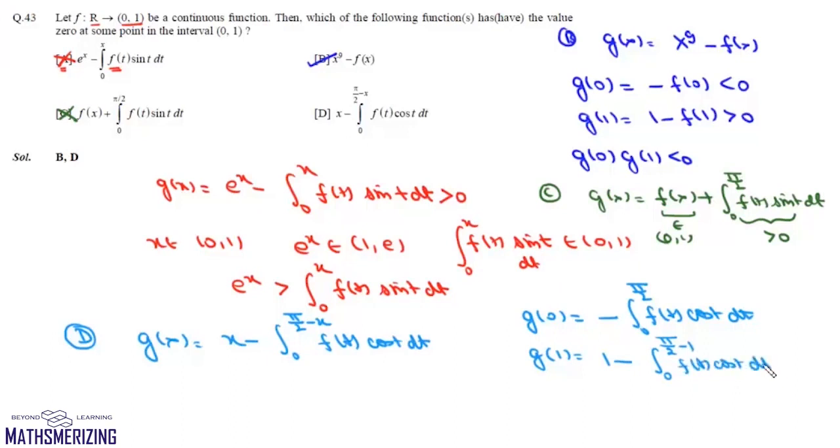f(t) cos t dt. Now this value is less than 1, and therefore g(1) is greater than 0. So again from here we can say g(0) into g(1) is less than 0, and from Bolzano's theorem again we can say that there is at least one root in (0, 1). So that means option D is also correct. So the correct options are B and D.